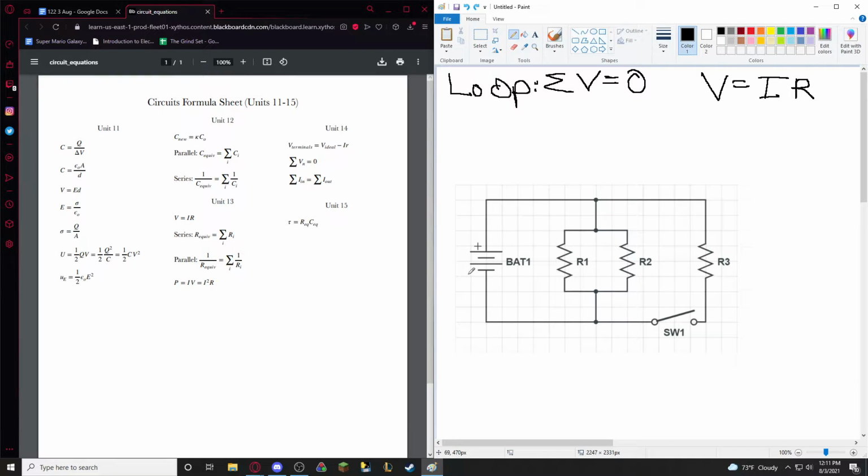So for a loop, we have total voltage is zero. For a junction, we have current in equals current out, or the total net current is zero, I guess, if you're saying the total current in is equal to zero, or you know what I mean. So essentially, for a junction, the sum of I in is equal to the sum of I out.